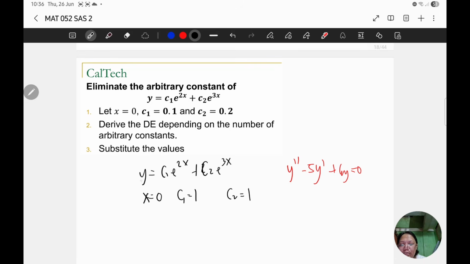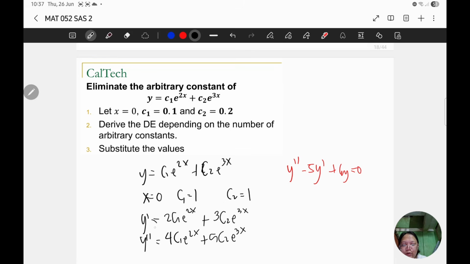So we derive. The derivative of y is y prime. The derivative of c1 e to the 2x is 2c1 e to the 2x, plus c sub 2 e to the 3x, whose derivative is 3c sub 2 e to the 3x. Derive again: y double prime equals 4c sub 1 e to the 2x plus 9c sub 2 e to the 3x. Then you input the values.